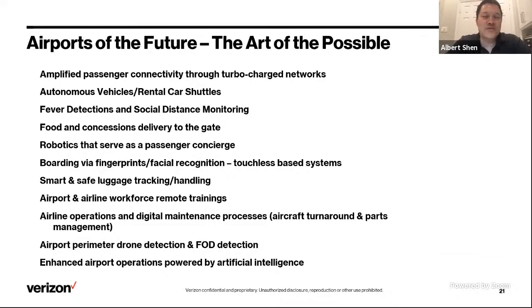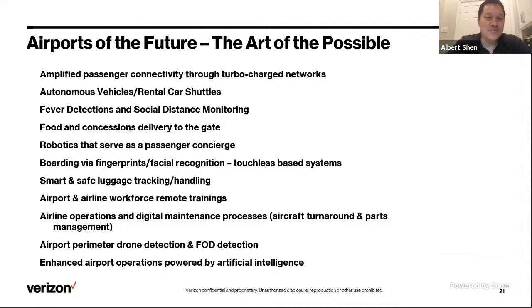So airports of the future are now thinking about many of these different types of solutions with the amplified passenger connectivity. Fever detection is something that we've seen a lot of. I know parts in Asia airports already have those in place, so US airports and European airports may not have. Social distancing monitoring, possible food and concessions delivery straight to the gate. So you use your mobile device to actually have food delivered there instead of standing in line at the restaurant. Robotics too, more touchless-based systems.